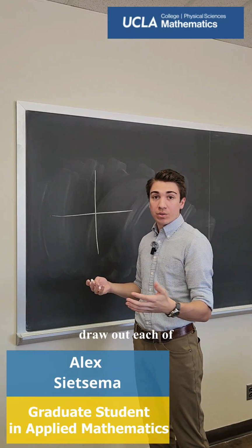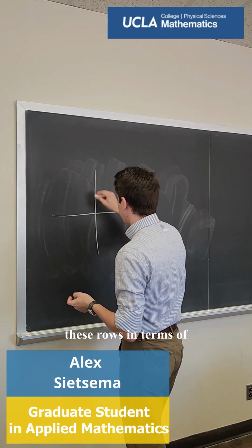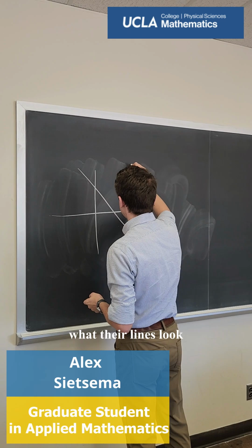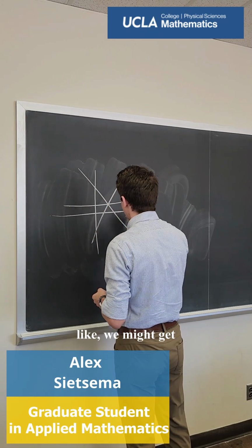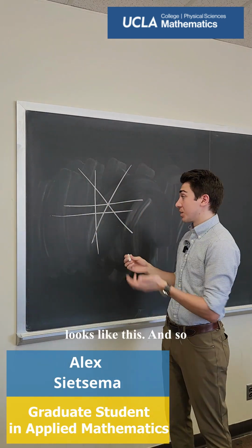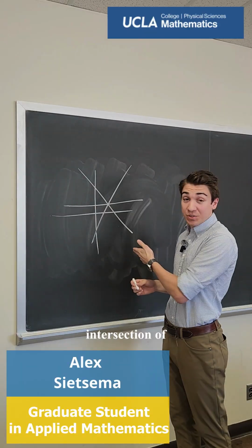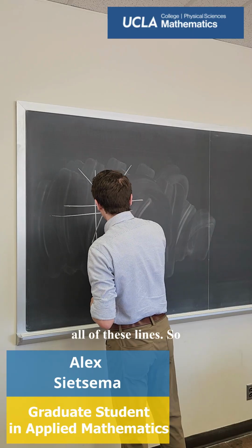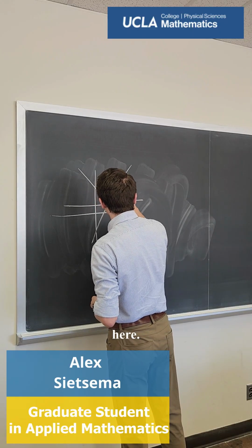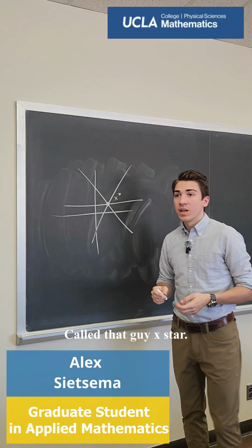And if we draw out each of these rows in terms of what their lines look like, we might get something that looks like this. And so the solution to the linear system is the intersection of all of these lines. So that'll be somewhere like here. Call that guy X star.